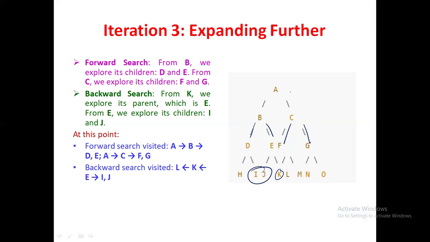Now the forward search has visited A to B, D, E, and A to C to F, G. The backward search has visited L, and from L to K, K to E, and from this I, J. At this stage, there is still no meeting point, so the search is continued.